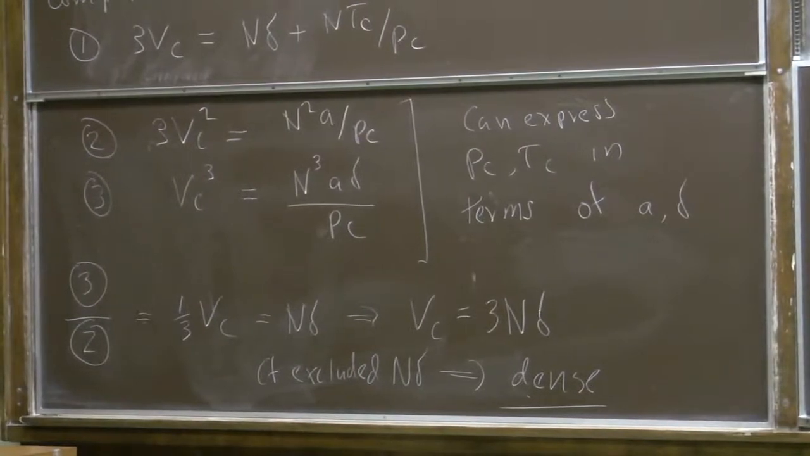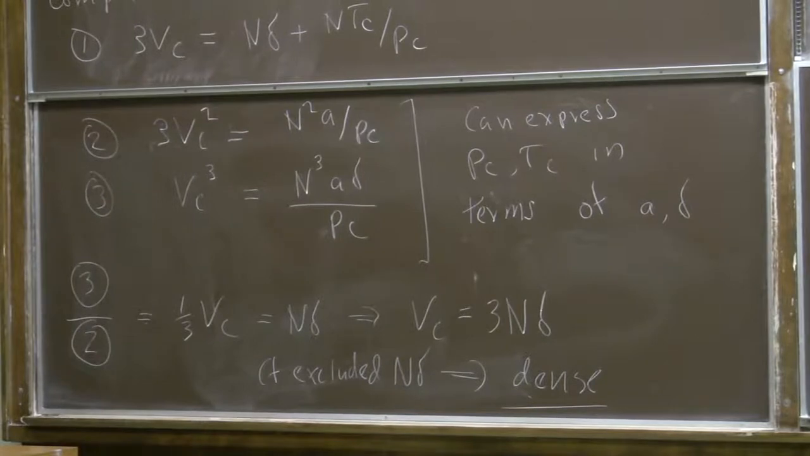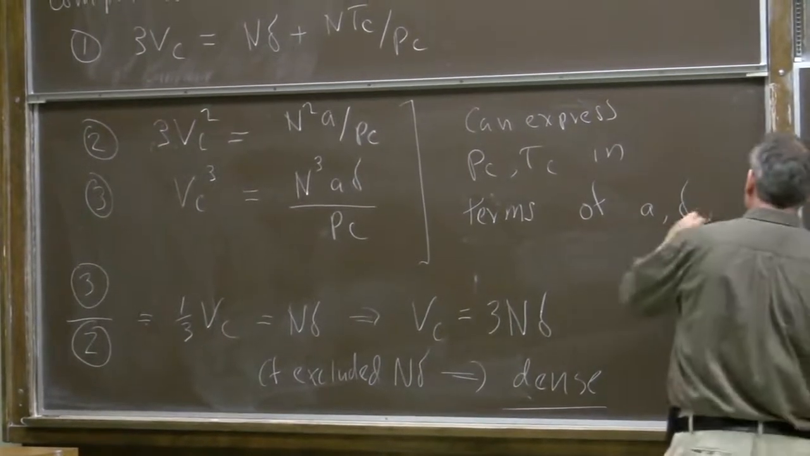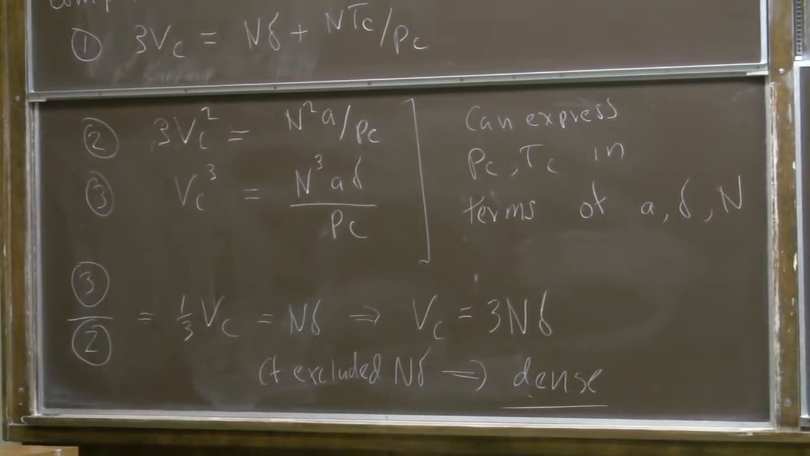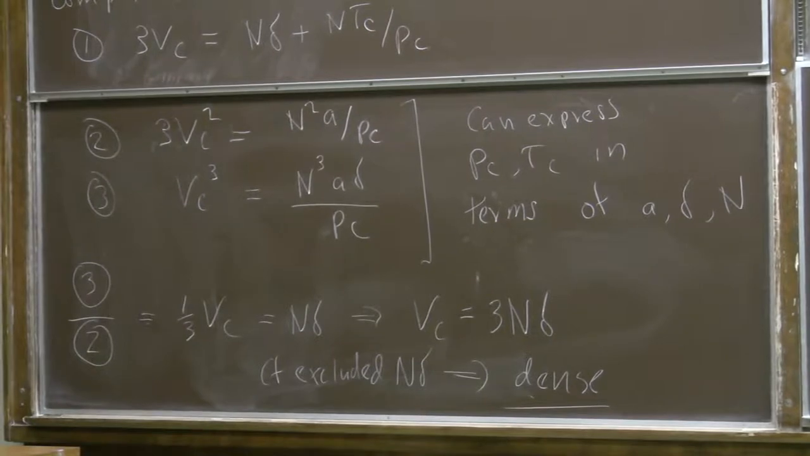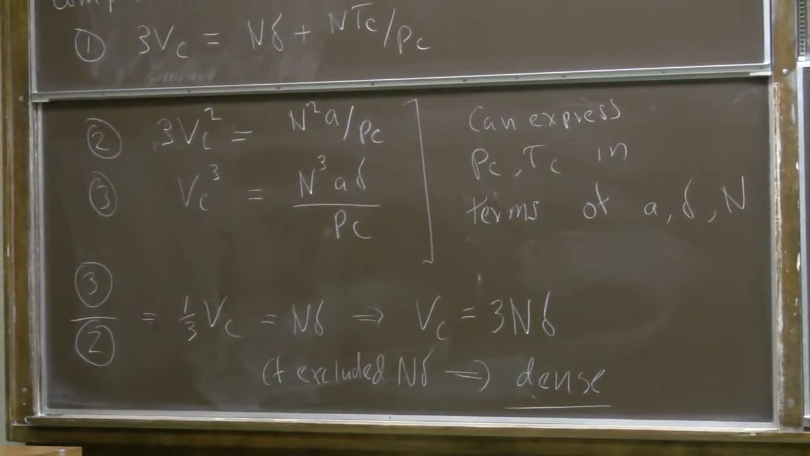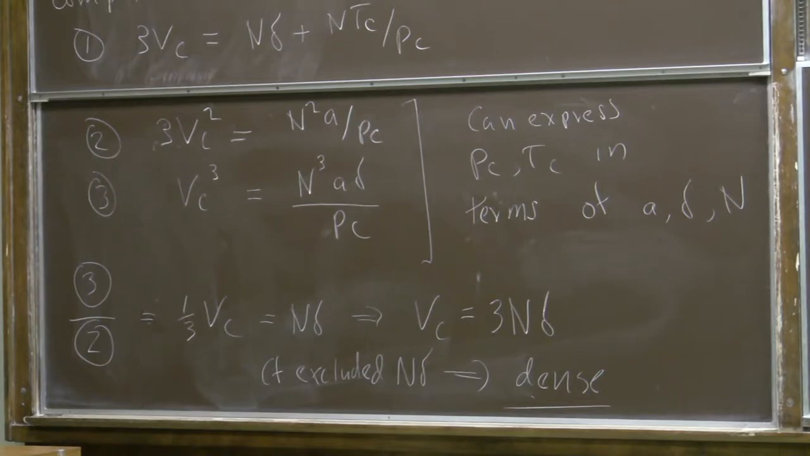Here you have three equations, but you don't have two of them. Yeah, that's right. Well, in principle, I could set them in terms of a, b, and n, but P_c and T_c are actually intensive quantities, pressure and temperature, and so are a and b. So n is going to drop out.